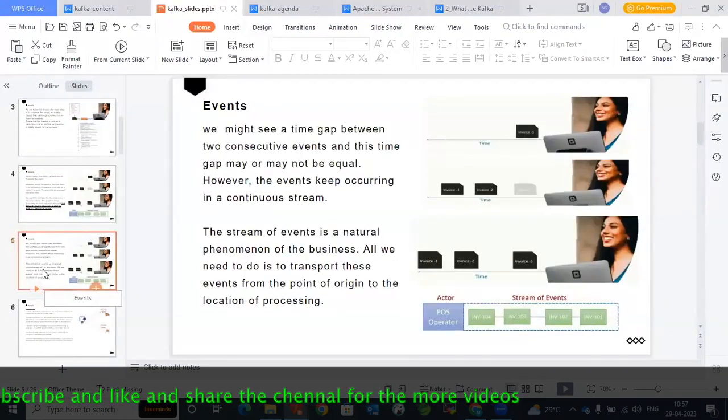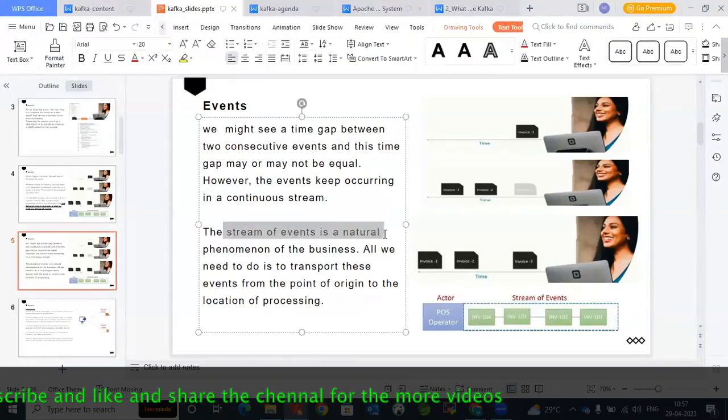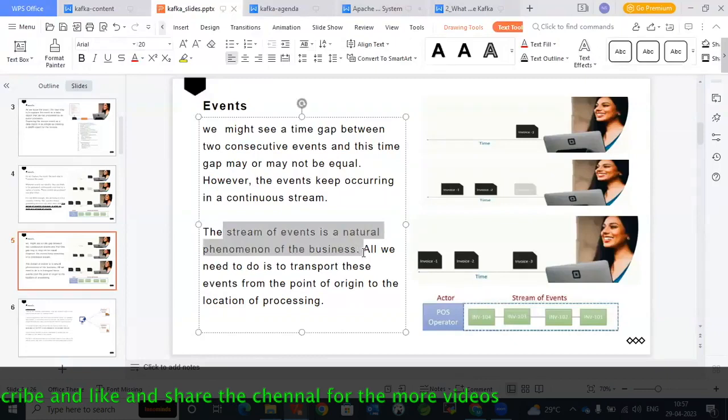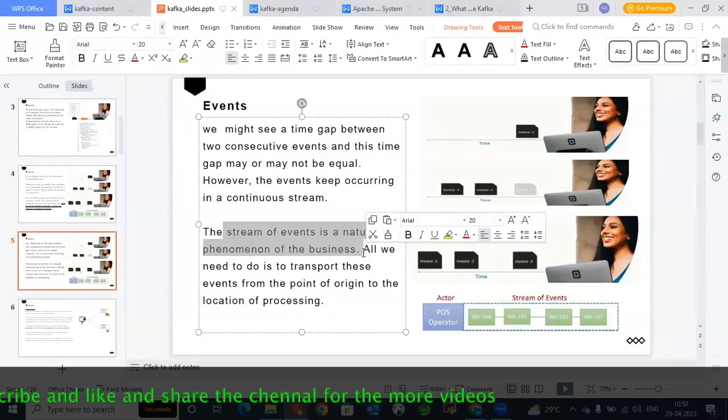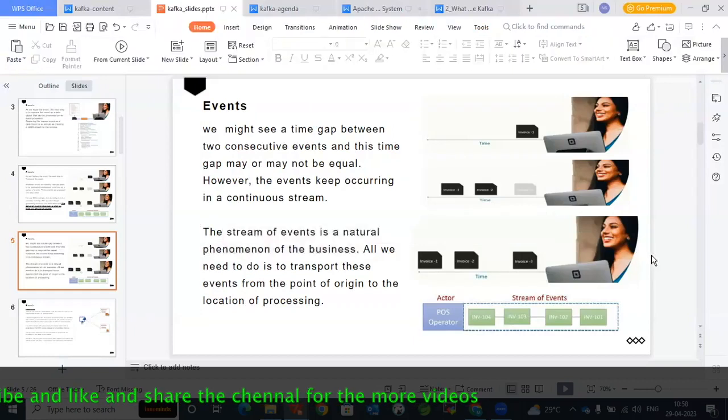how we can transport these series of events, right? We have the series of events, and they are generated over a time gap. The stream of events is a natural phenomenon of the business. Any business you take, it is a natural phenomenon. For every transaction, one event should be generated, and a stream of events happens. For every business, it is a common phenomenon, right?